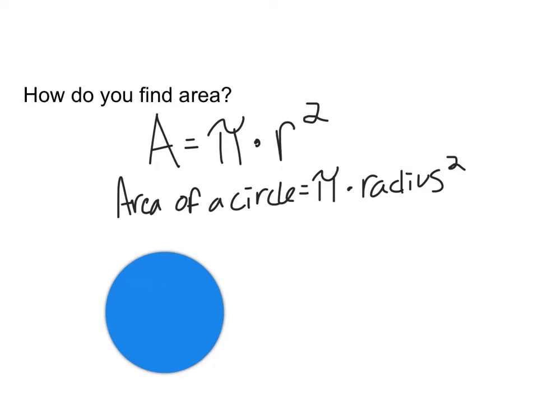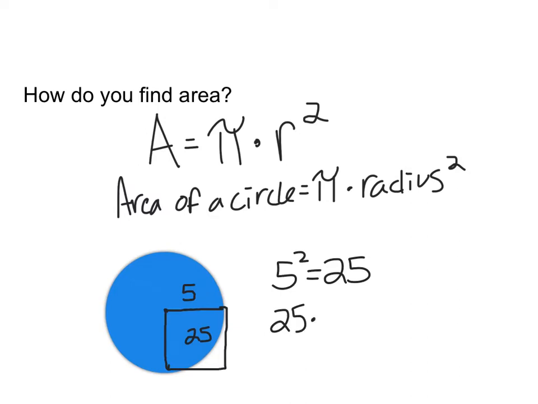So if we were to take the radius of a circle, let's say it was 5, and then we were to square it, giving us 25, which also, if you're a visual person, is the same as finding the area of this square, right? 25. And then if we were to multiply that by pi, which is 3.14, that will give us the total area of the circle.